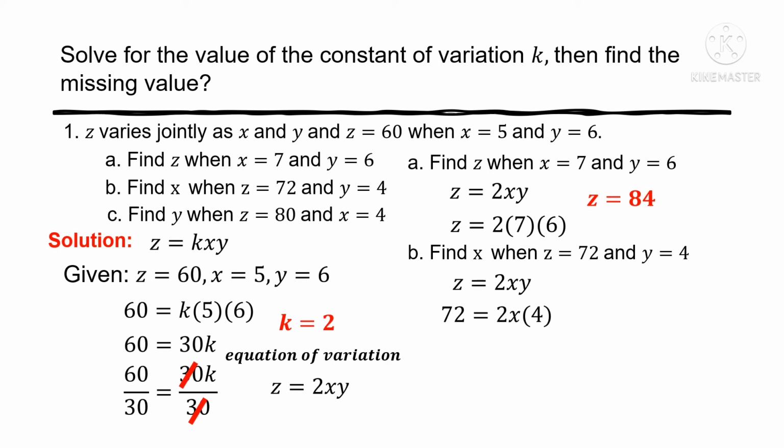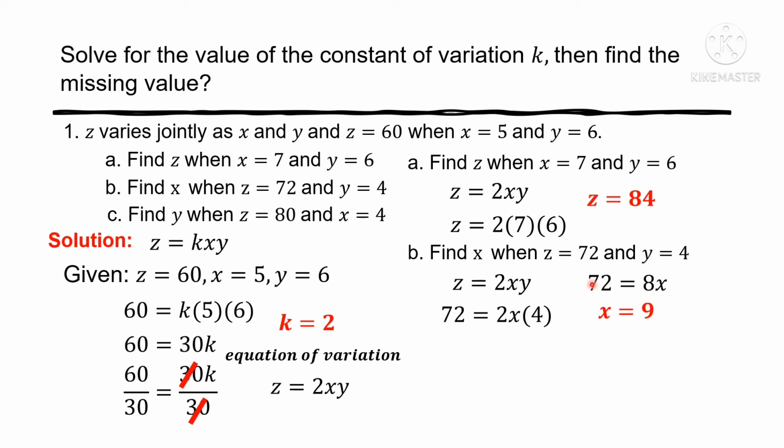So, ang mangyayari ay 72 equals 2 times x times 4. 2 times x times 4, that is 8x. So, we have 72 equals 8x. Then, divide natin sa magkabilang side ng 8. So, 8x divided by 8 is x. Then, 72 divided by 8 is 9.